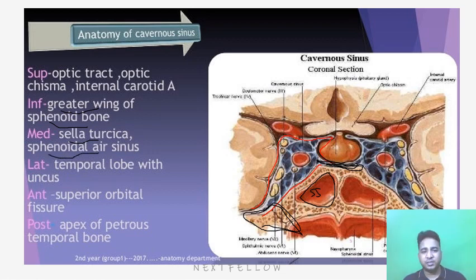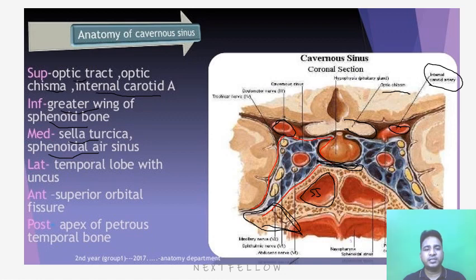Superiorly, the cavernous sinus boundaries are firstly the internal carotid artery. So this is our internal carotid artery. You can see here, this is my internal carotid artery superiorly, along with the optic chiasma. This is our optic chiasma and optic nerve. So superiorly there lies the internal carotid artery, optic chiasma with optic nerve. It is written here: optic tract with the optic chiasma and internal carotid artery.